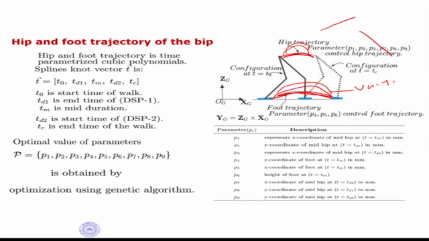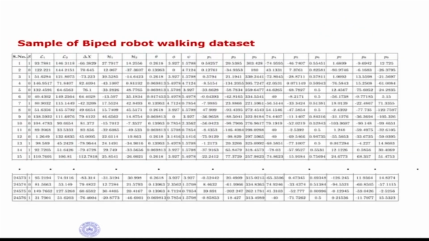So what we can do is make a database. We can make a database by making the robot walk in different conditions. And this is the database, basically, which says what is the inclination of the terrain and what was the variation of angles.